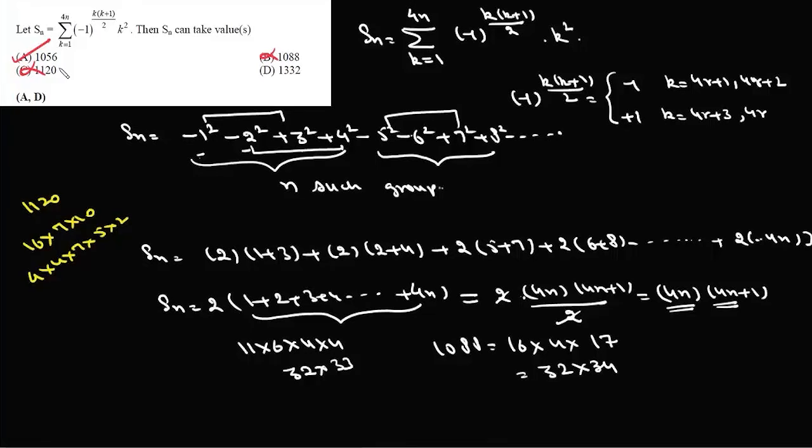So C is incorrect and D is 1332. It'll be 4 into 3 into 3 into 37. Now this is 36 into 37, and 36 is a multiple of 4. So the correct options are A and D.